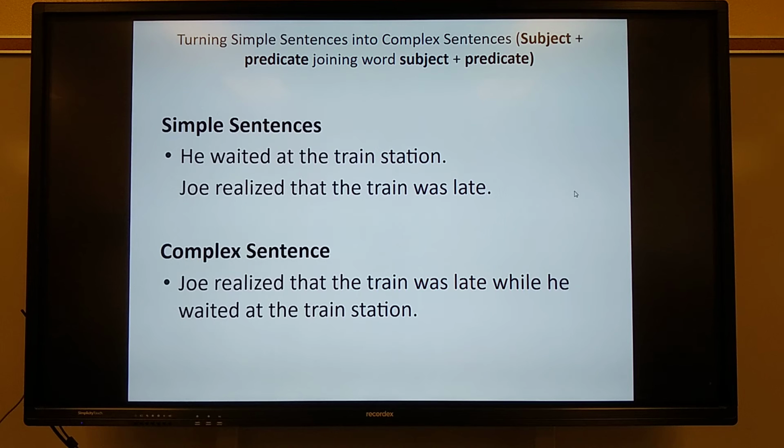And then you can do the same thing, turning simple sentences into complex sentences using the pattern: subject, predicate, joining word, subject, predicate. So let's say I have these two sentences. He waited at the train station. Joe realized that the train was late. I can combine those two simple sentences using the joining word while. Joe realized that the train was late while he waited at the train station.